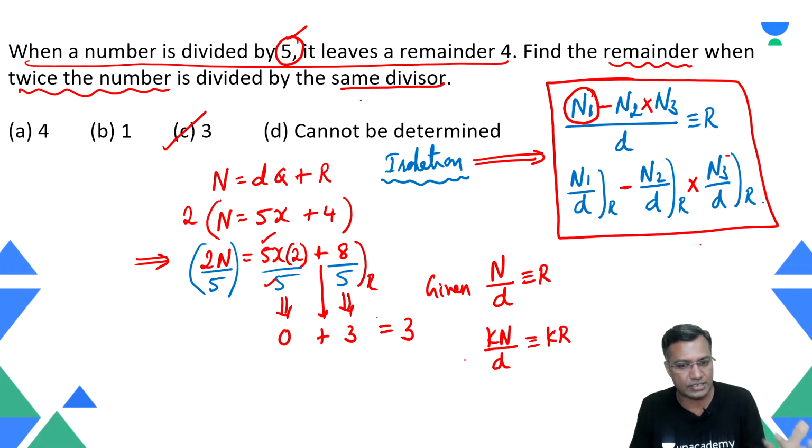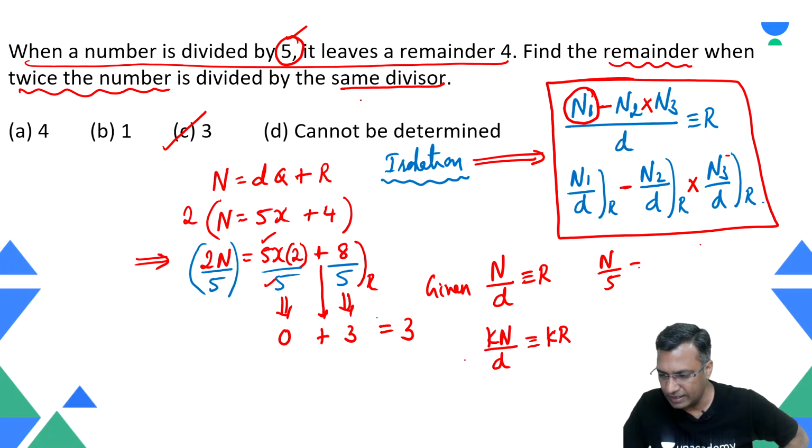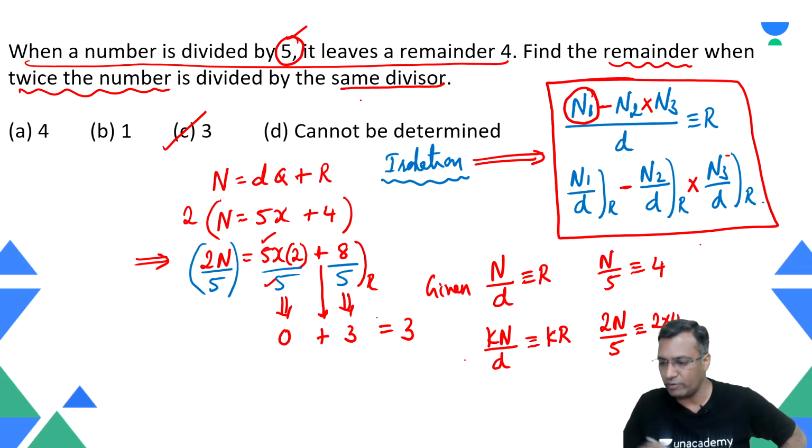You may wonder, how is it applicable in this particular question? Think about this. There was a number, you divided by 5, and the remainder was 4. Now k times the number, that is 2 times the number, when divided by 5, the remainder has to be 2 times 4. What is 2 times 4? It is nothing but 8. You are trying to say that it is 8.